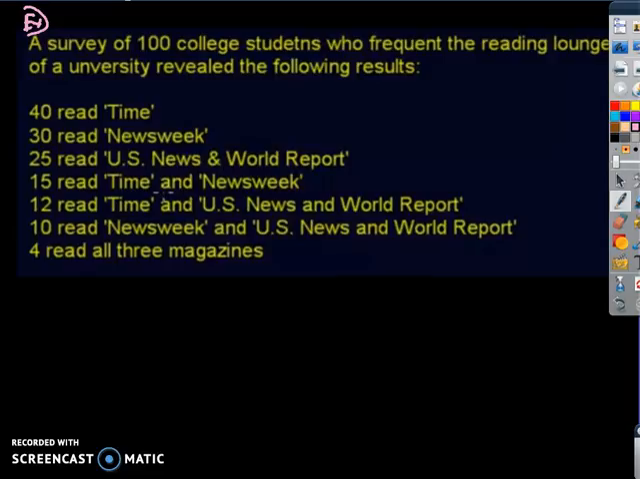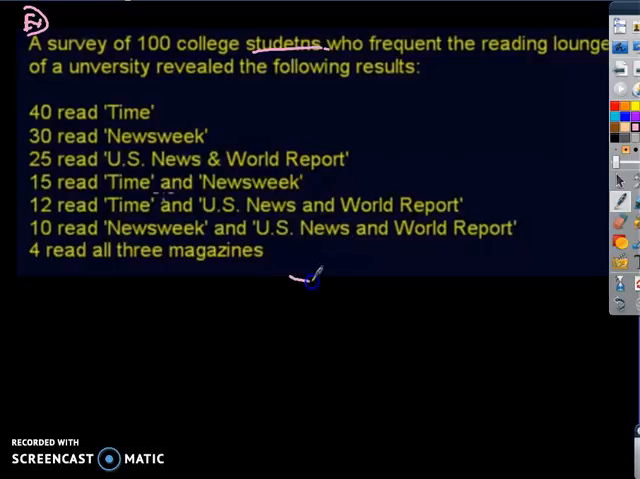All right, so this is the question. A survey, well, this is the data. I haven't asked the question yet. But anyway, a survey of 100 college students who frequent the reading lounge of a university revealed the following results. 40 people read Time, 30 read Newsweek, 25 read U.S. News and World Reports. That's the name of the magazine. There's not two magazines. 15 read Time and Newsweek. 12 read Time and U.S. News and World Reports. 10 read Newsweek and U.S. News and World Reports. And 4 read all 3 magazines.